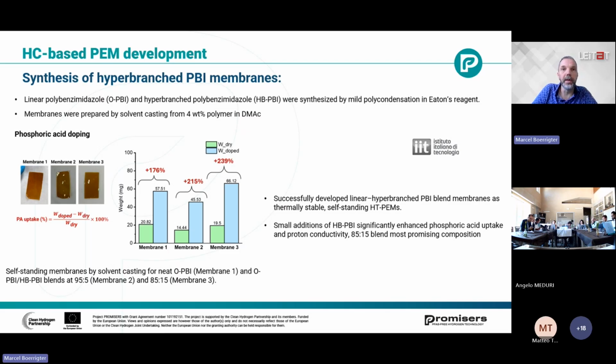And so they have here 3 types of membrane. The first one is the linear PBI membrane, and then we have combinations of the linear and hyperbranched membranes. You can see that membrane 3 is the best performing. So they successfully developed the PBI membranes, and small additions of hyperbranched PBI enhance the phosphoric acid uptake and proton conductivities significantly. This is the best result they obtained.